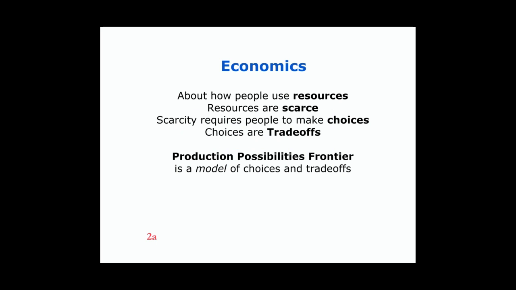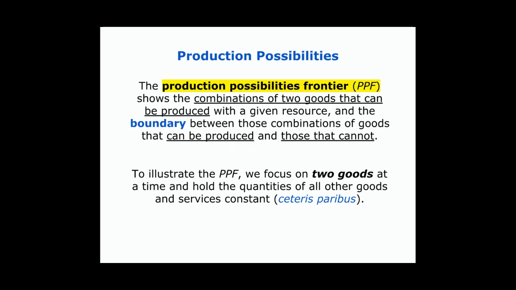And so the production possibilities frontier, sometimes we call it the PPF, is a model of the choices and the trade-offs that people make in light of scarcity. So the production possibilities frontier shows a combination of two goods that can be produced with a given resource. It's a simple model with one resource and two possible goods that can be produced. Now, it also shows us the boundary between the combination of goods that can be produced with that one resource and those that cannot, the ones that are not possible.